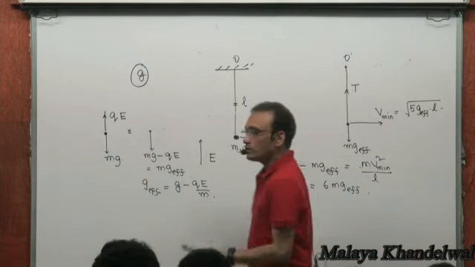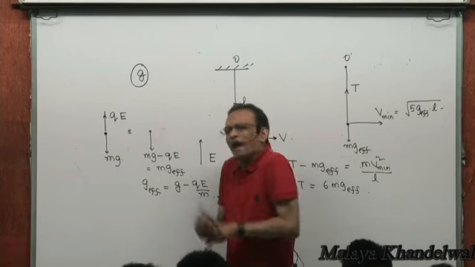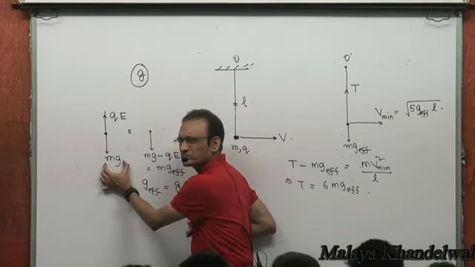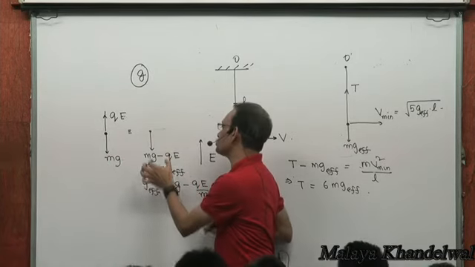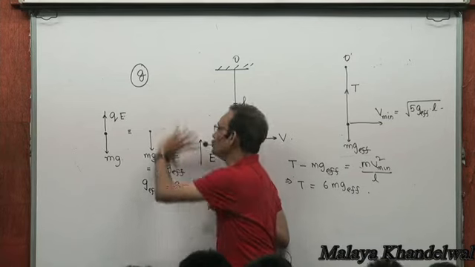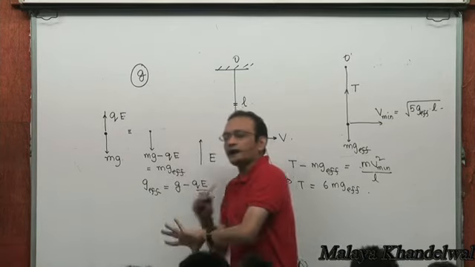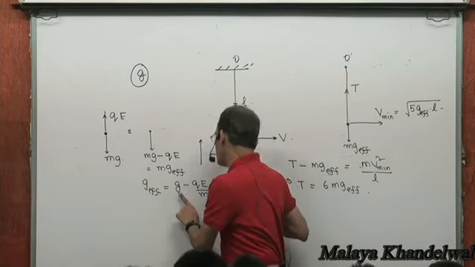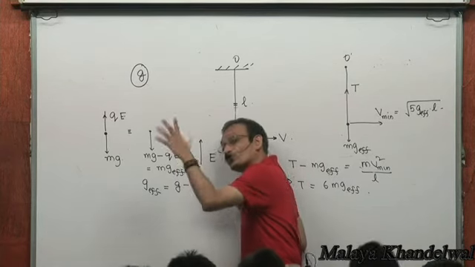See, all that I'm saying is, if you had an electric field, what's the impact of the electric field? It'll dilute the weight. The new weight effectively will become mg minus QE. That's the new weight. That means the new g is going to be m into g effective. That means I can forget all about E, and instead of g, I deal with g minus QE by m, in which the effect of the electric field is included.